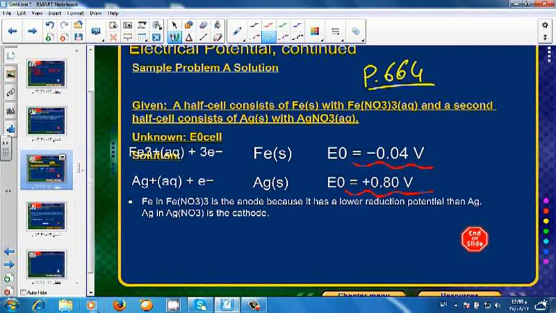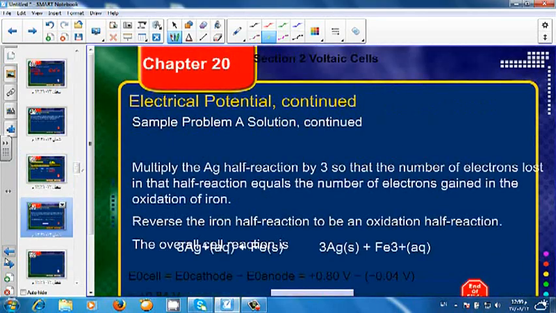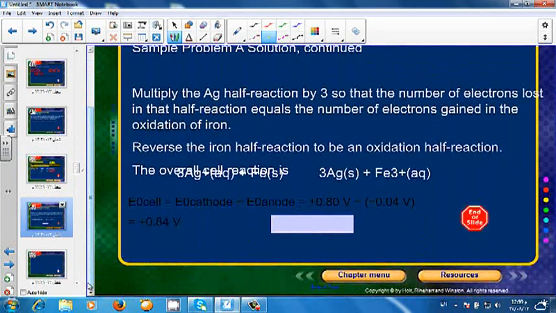Now it's clear. We will combine both. We will subtract the cathode minus the anode in order to get the final. So the E for the cathode, which is positive 0.80, minus negative 0.04 volts, and the answer will be positive 0.84 volt. And of course we can describe this redox reaction as a spontaneous one.